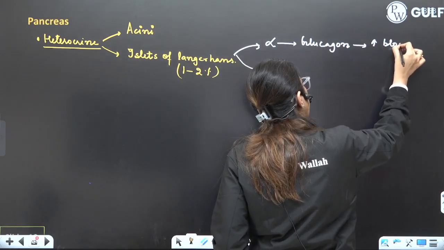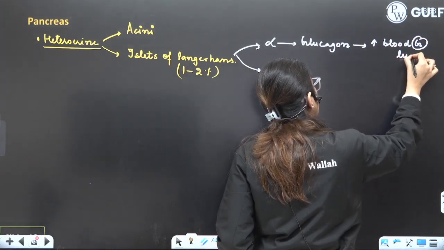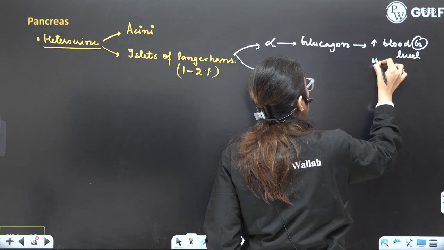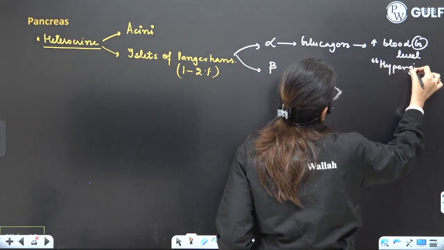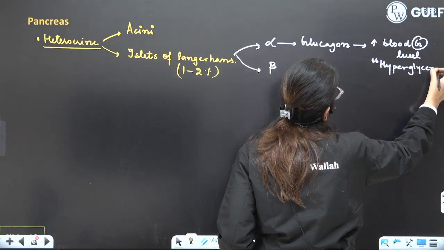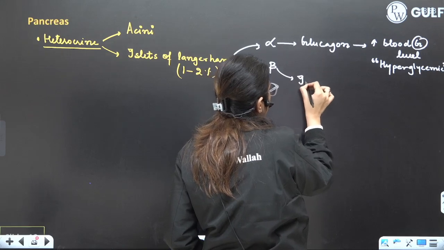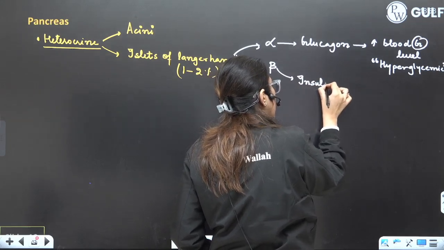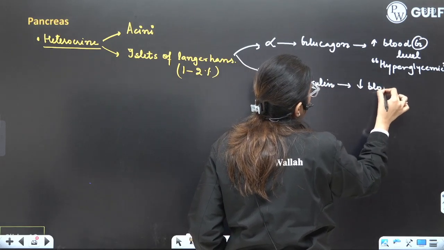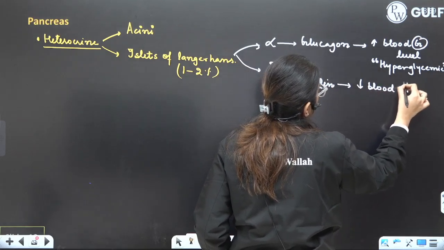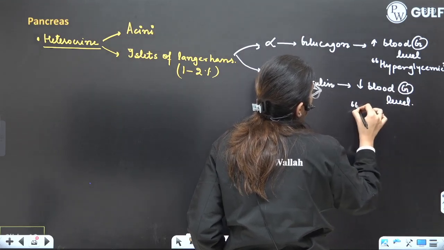Increases blood glucose level, which is another name, hyperglycemic. Next is beta cells. It secretes insulin, which reduces the blood glucose level, which is hypoglycemic.